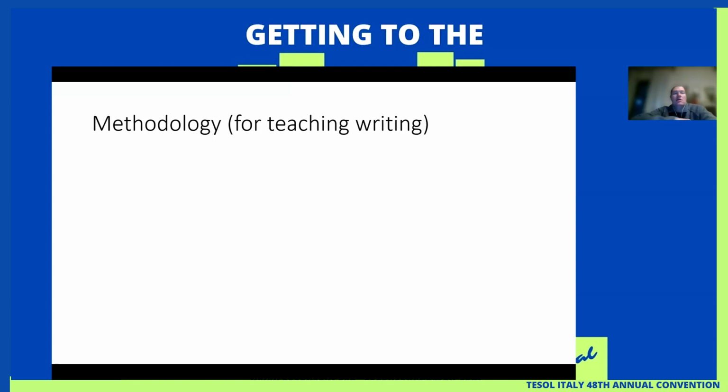For the methodology that I use in this course, borrowing in particular for teaching writing. So today I'm going to focus on teaching writing, not teaching presentation skills, but teaching academic writing.